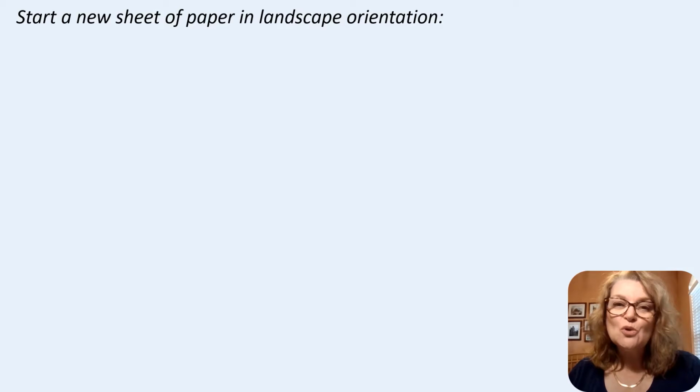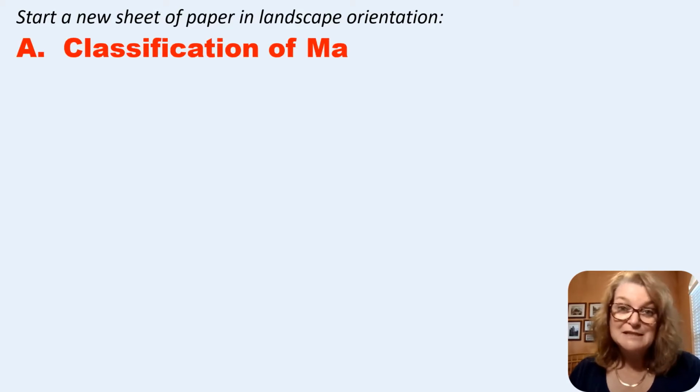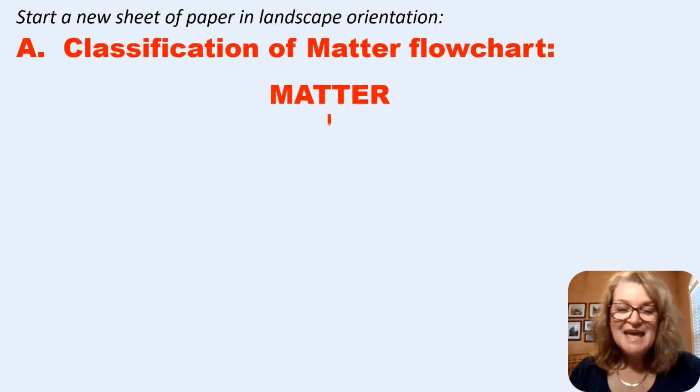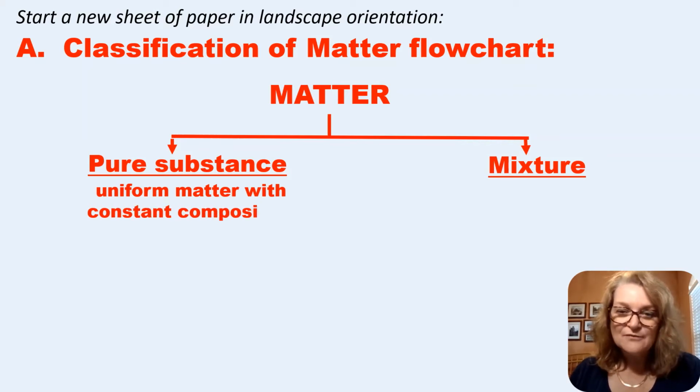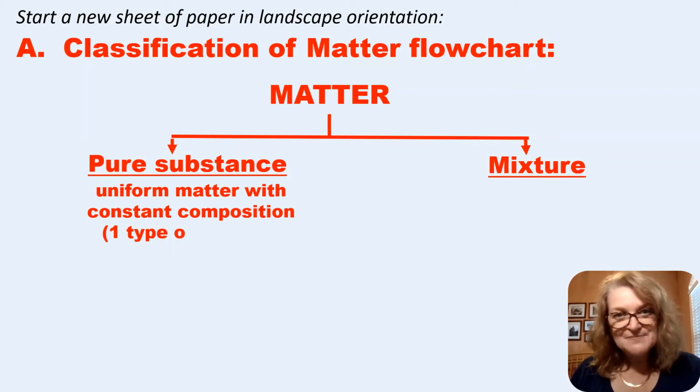We're going to create a flow chart to help show us the classification of matter. And I recommend that you hold your paper landscape. It just gives you a little bit more room to write. So starting at the top, we're going to label it classification of matter. And we're going to put matter right in the middle at the top. And we're going to divide it into two sections, pure substance on the left, mixture on the right.